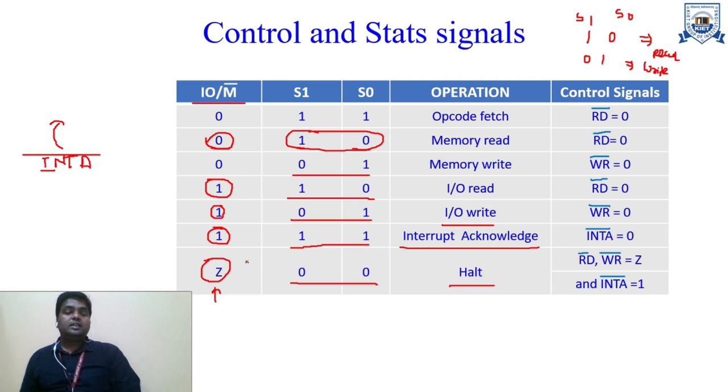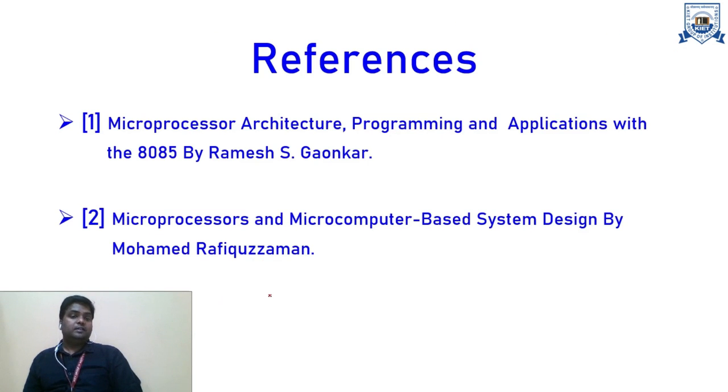So this is the representation of control and status signals of the 8085 microprocessor. These are the references for this particular lecture.